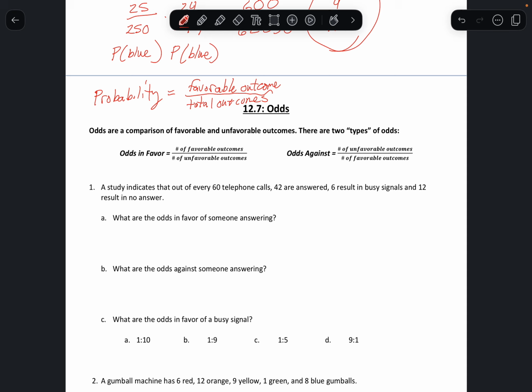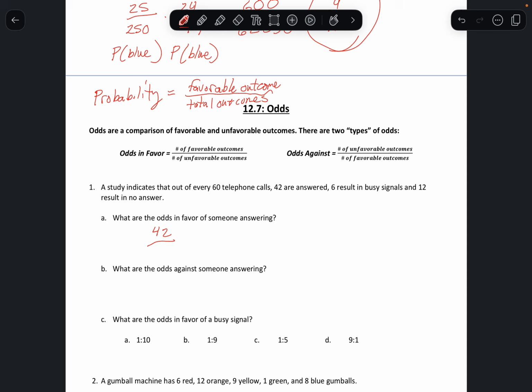All right, I think it'll be helpful if we look at some examples here. A study indicates that out of every 60 telephone calls, 42 are answered, 6 result in busy signals, and 12 result in no answer. What are the odds in favor of someone answering? So what we want to do here is look at the number of times that someone did answer. You'll notice that number is 42, so that's going to be on the top of my fraction, but we're not comparing it to the total number of phone calls. If we were looking at probabilities, we would look at the total number of phone calls. This would be 42 out of 60.